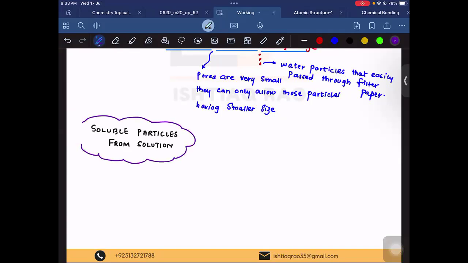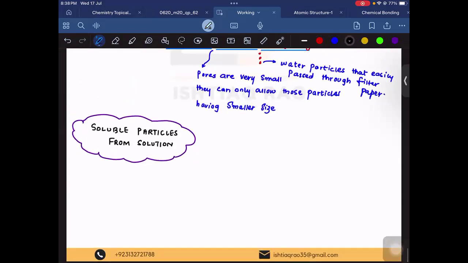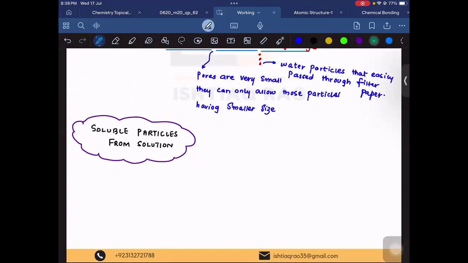Crystallization. Sorry? Boiling. Boiling. Okay. Or she was saying crystallization. Any other thing that you are thinking? Yes. We can do distillation.